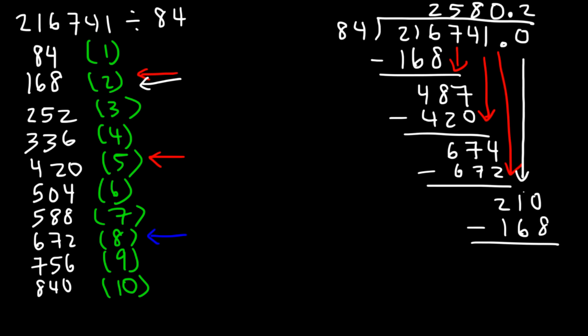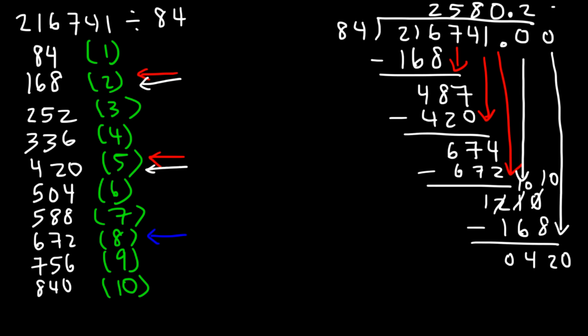So we need to borrow a 1, make this 10. So 10 minus 8 is 2, so this is now a 0. We need to borrow a 1, make it 10. 10 minus 6 is 4, so 210 minus 168 is 42. Now, the next thing we need to do before we divide is bring down another 0 after you subtract. After subtraction, you always bring down the next number. So how many times does 84 go into 420? It goes into it exactly 5 times.